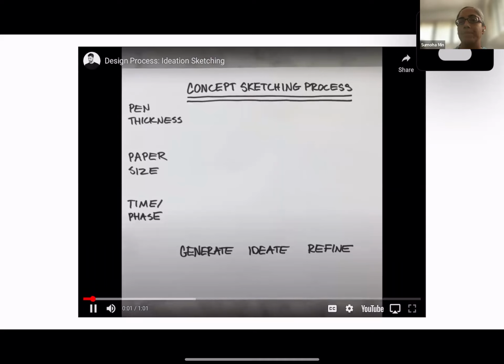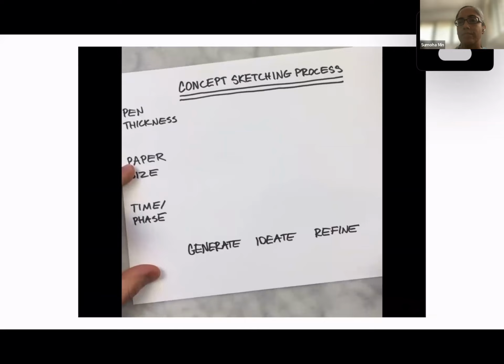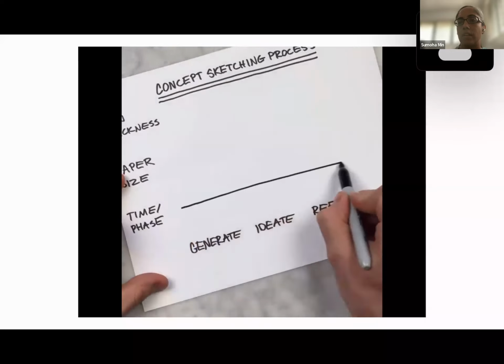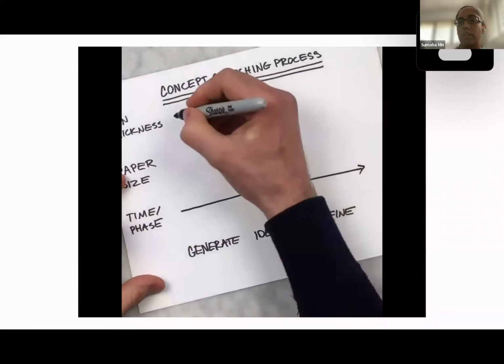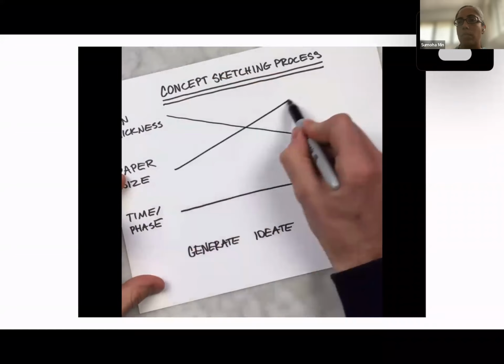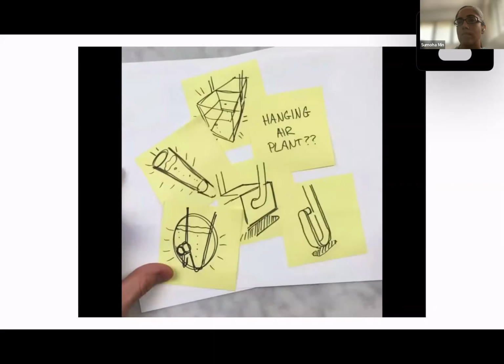Hi everyone, my name is Reed Schlegel, and this is my quick concept sketching process tutorial. When I start a project, I like to think of pen thickness, paper size, and time. As time moves forward and the phases increase, I like to have my pen thickness go down and my paper size go up. So what does this look like? In the beginning, I'm trying to be as generative as possible. So I think of small pieces of paper, thick pens equal big ideas, and not too much detail, which allows me to generate lots of concepts to move forward with.